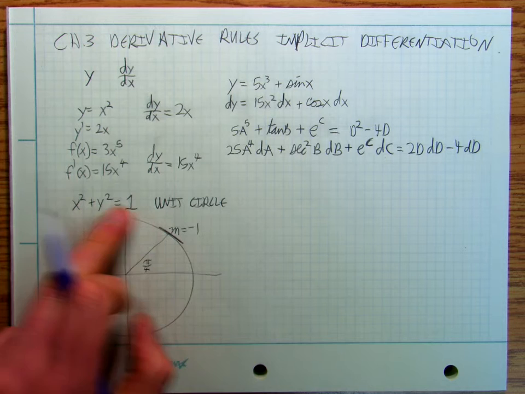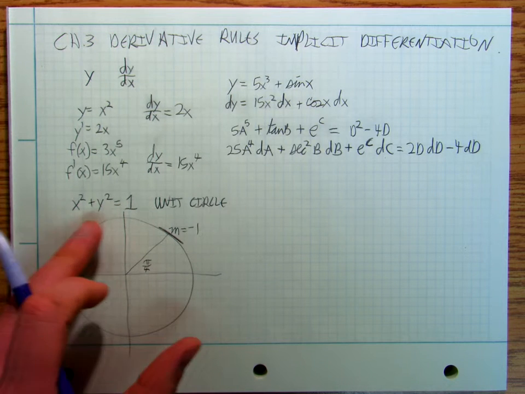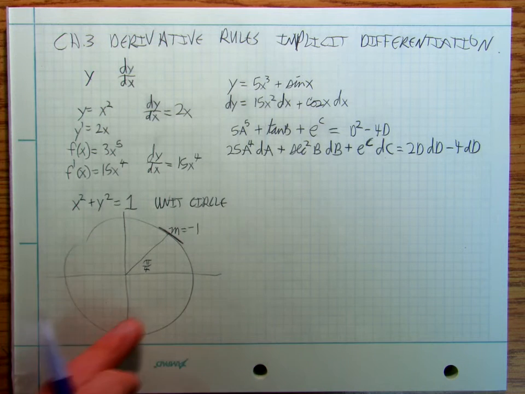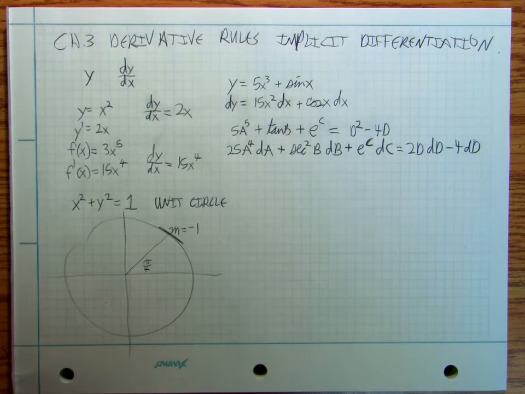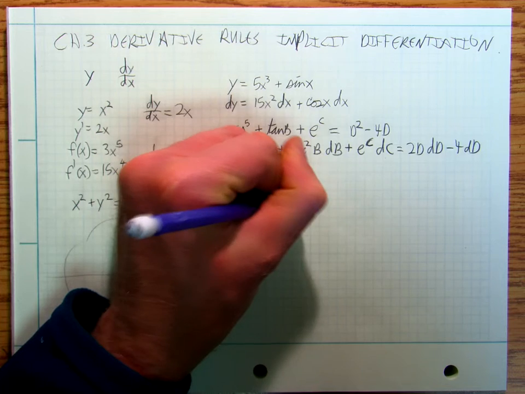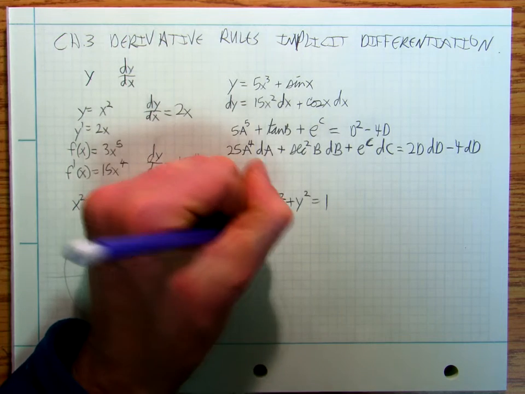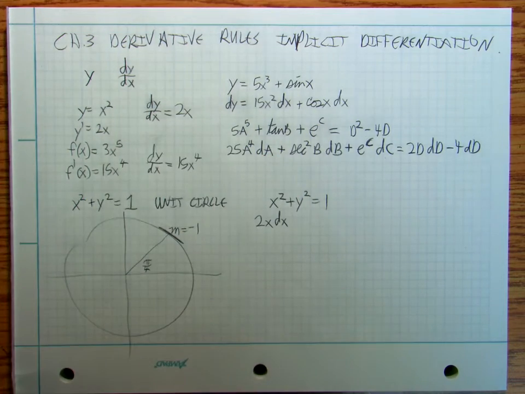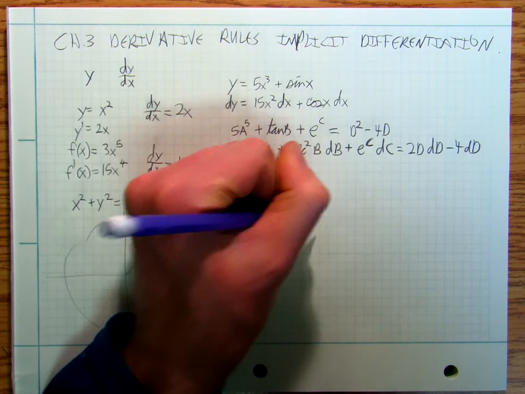Maybe I can change it into y equals square root of 1 minus x squared and do it just in the first quadrant, but I want to be able to do it all the way around. So here's what we're going to do. We're going to write x squared plus y squared equals 1. What's the derivative of x squared? It's going to be 2x dx. What's the derivative of y squared? It's going to be 2y dy.